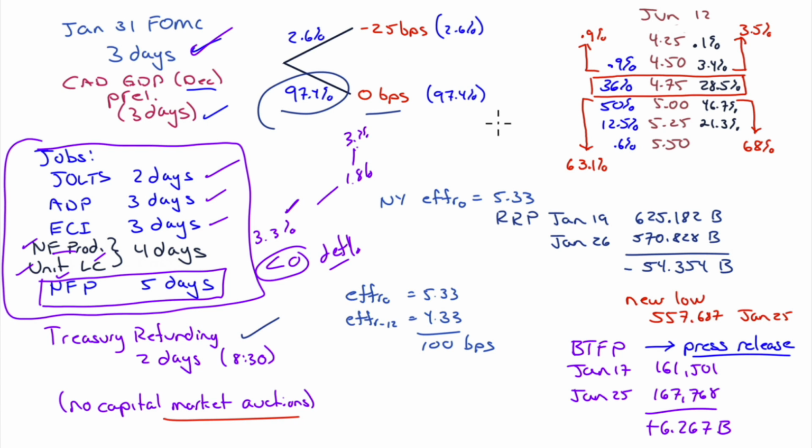97% on zero, 2.6 on negative 25. I don't think that we can read anything into that. That's just positioning and hedging that would create what looks like a probability but isn't. Let's just call it 100% for zero. No one's expecting anything, certainly not a rate hike.